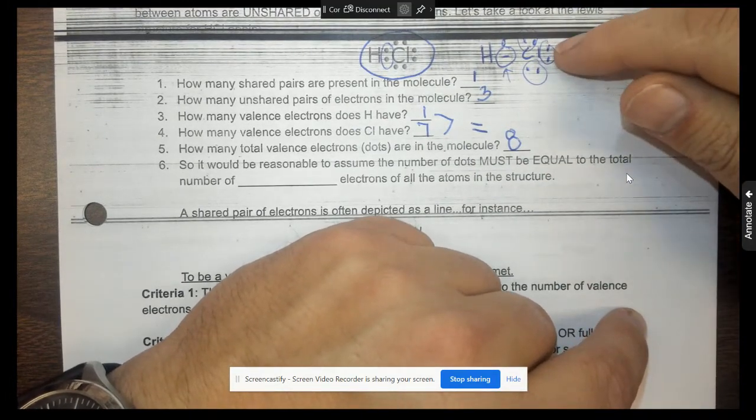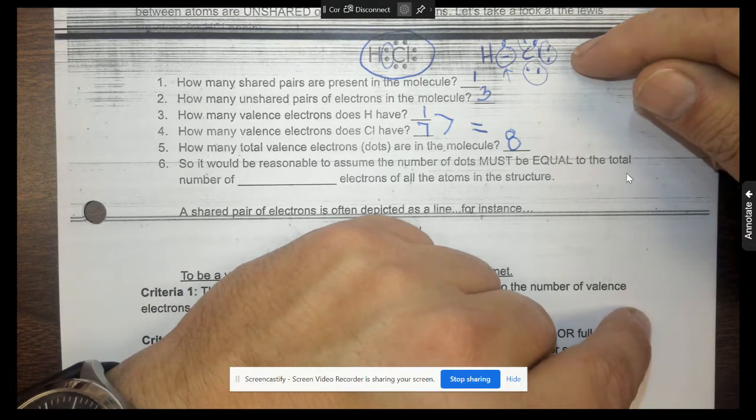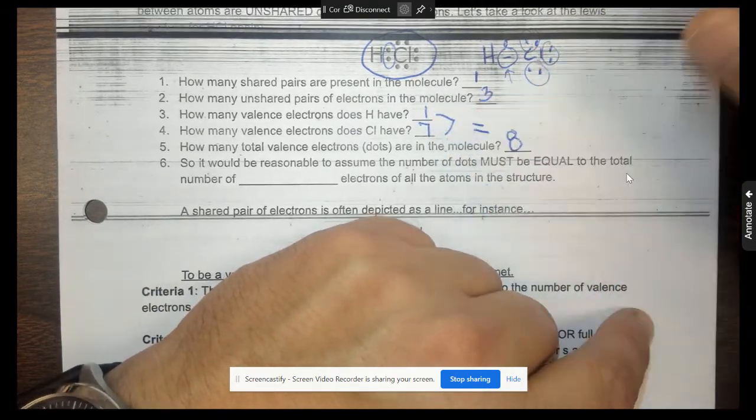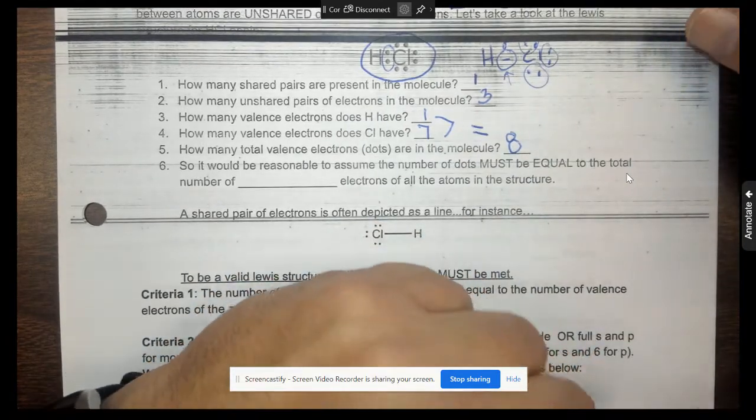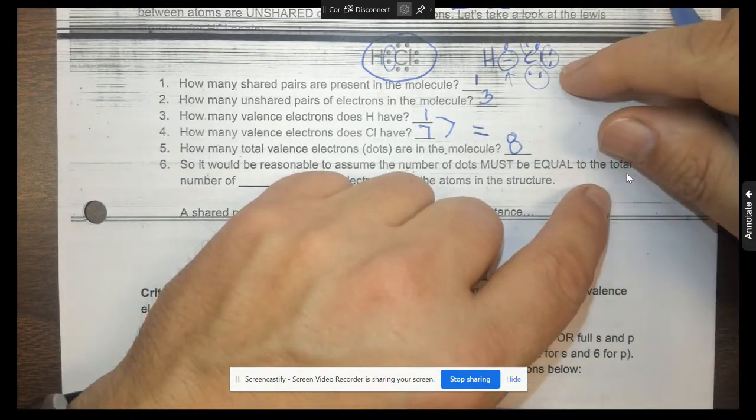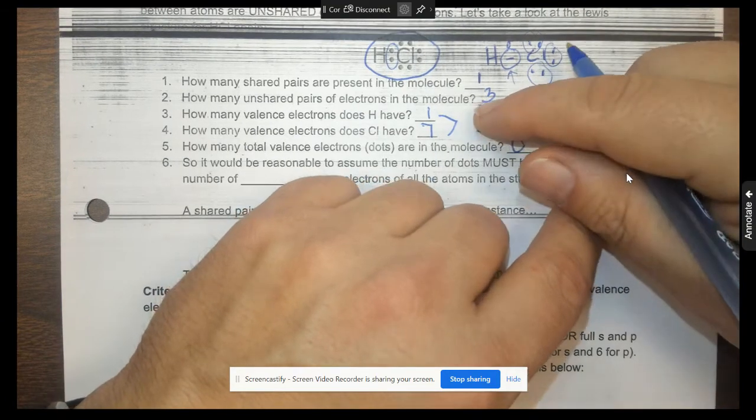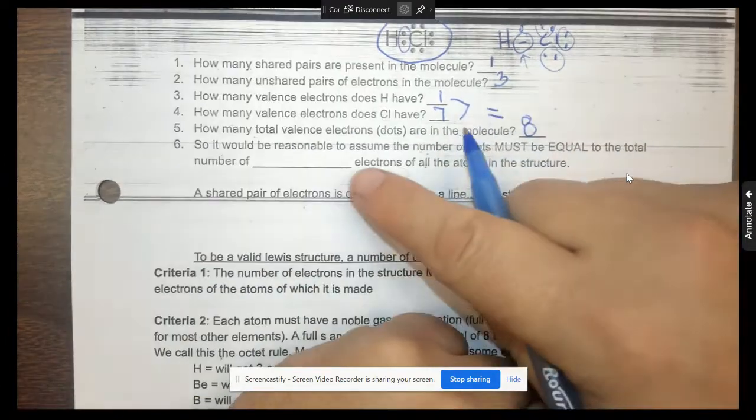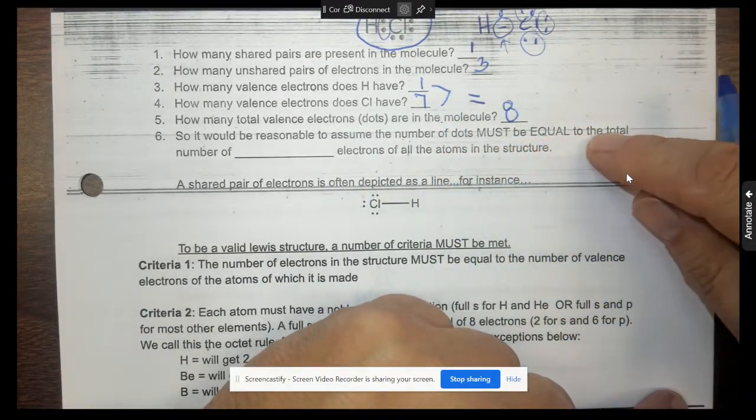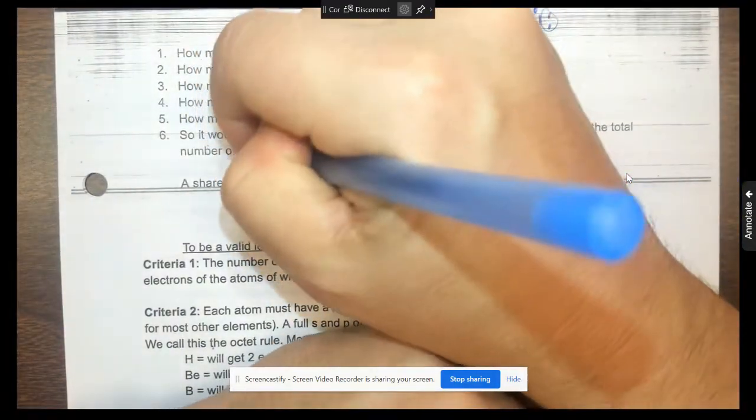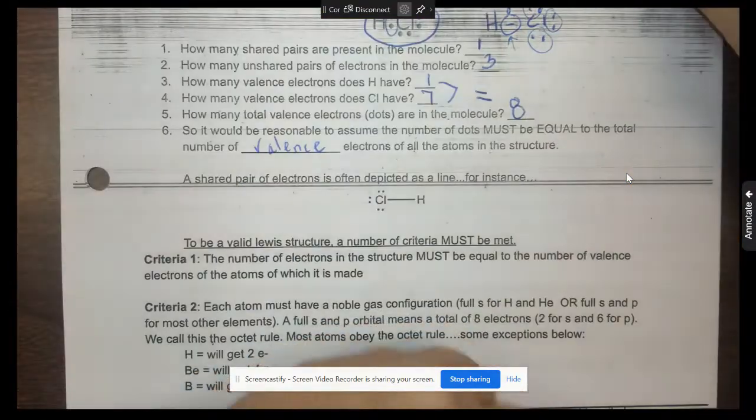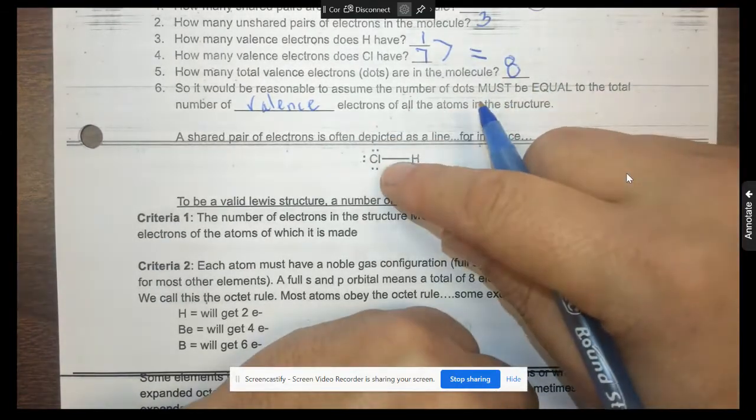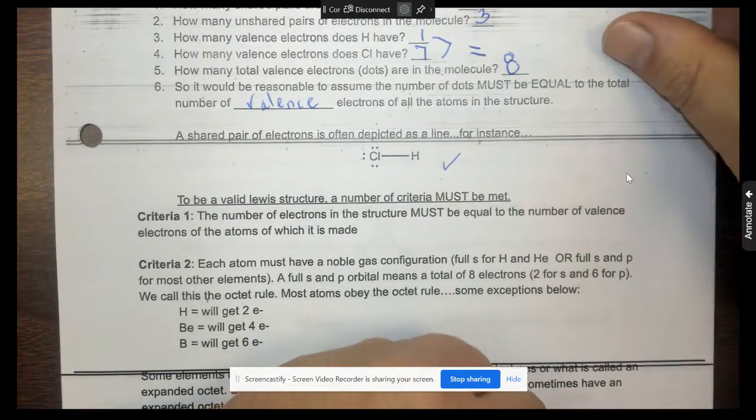Your Lewis structure must have the same number of electrons as you would if you summed all of the valence electrons of your atoms. And that makes sense. You're going to have the same amount of electrons involved in bonding as you would valence electrons available. So it would be reasonable to assume the number of dots must be equal to the total number of, you know the answer to this now, valence electrons of all the atoms in the structure. I've already showed you that a shared pair is often described as a line.